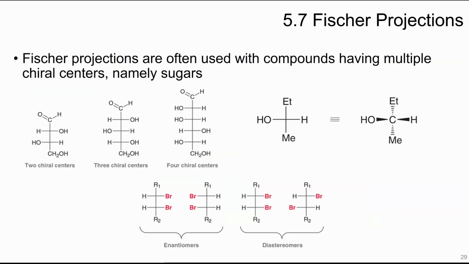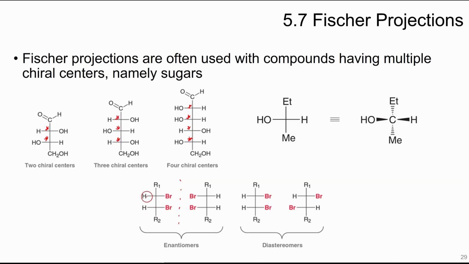Fischer projections are used sometimes with compounds that have multiple chiral centers. Mostly in sugars is where we see these Fischer projections. So this compound here has 2 chiral centers. This one has 3. This has 4. And what this drawing means is that when you have these flat here, it's kind of like having these two groups pointing back and these two are coming at you. You can see the enantiomers here. They're mirror images of each other, and these are diastereomers of each other.